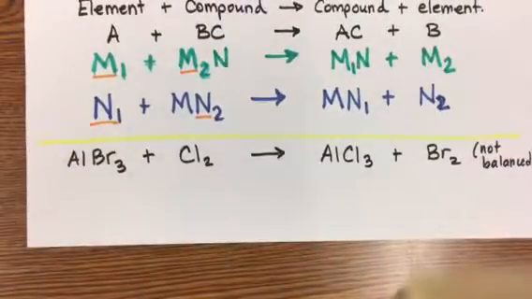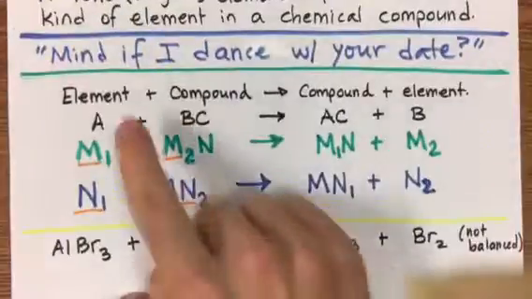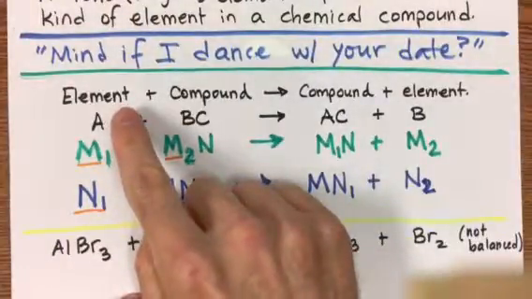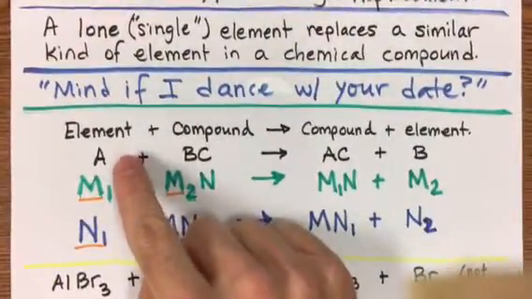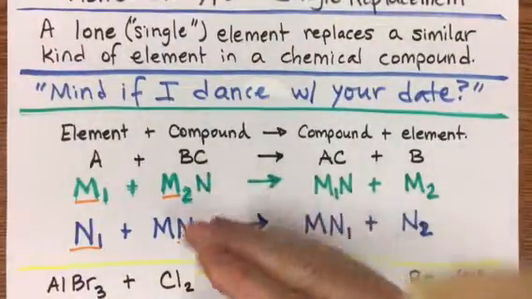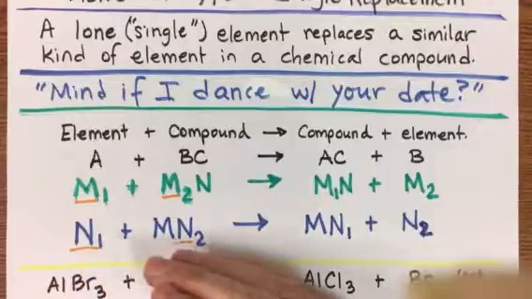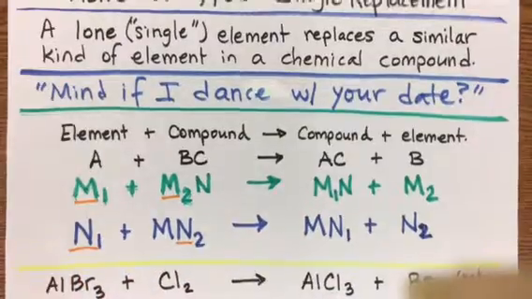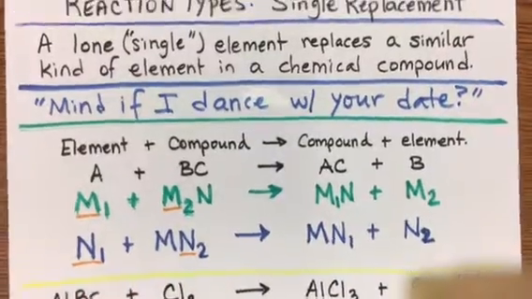So this is a single replacement. An element took the place of some similar element, and I say similar element because a metal will take the place of a metal in the formula, or a non-metal will take the place of another non-metal in the formula. Okay, that's single replacement reactions.